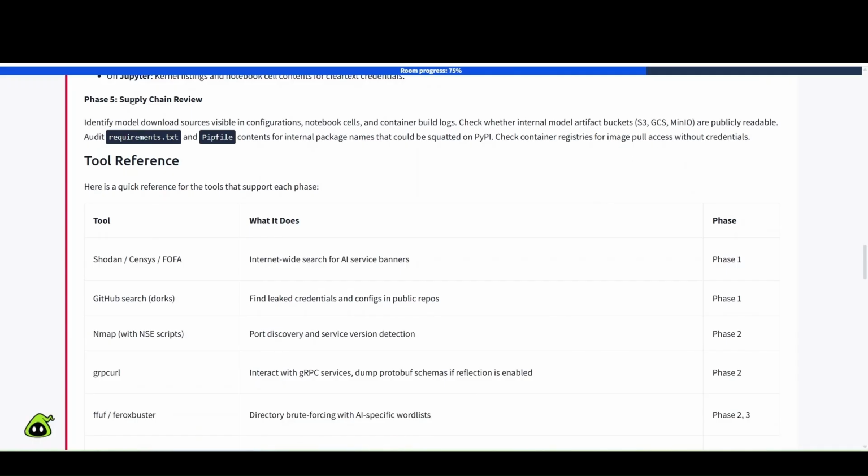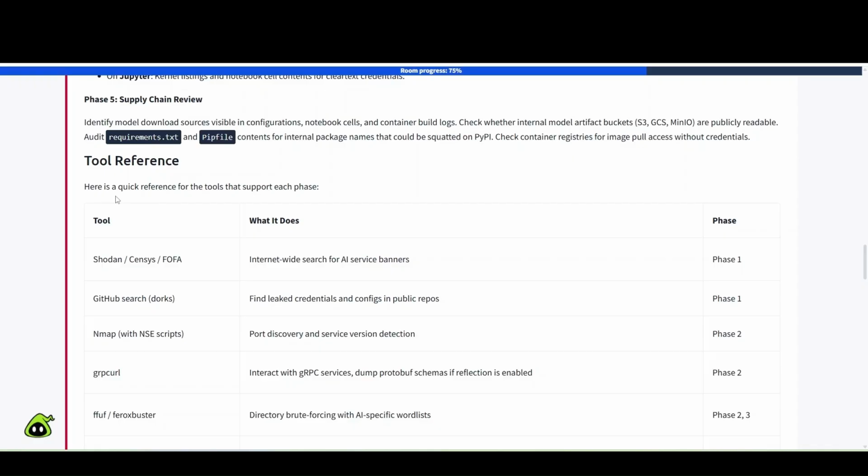Phase 5, supply chain review. Identify model download resources or sources visible in configurations, notebook cells, and container build logs. Check whether internal model artifact buckets (S3, GCS, MinIO) are publicly readable. Audit requirements.txt and Pipfile contents for internal package names that could be squatted on PyPI. Check container registries for image pull access without credentials.